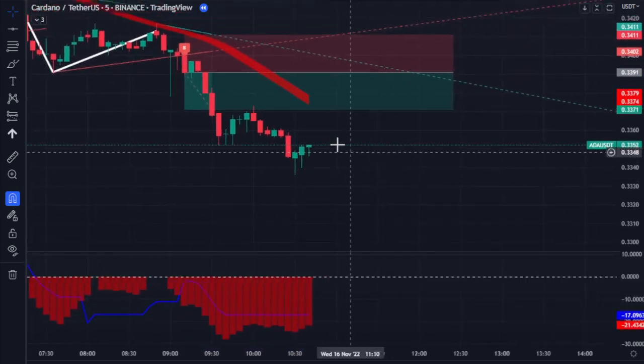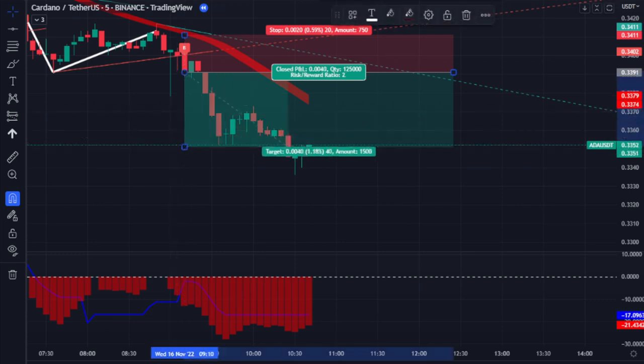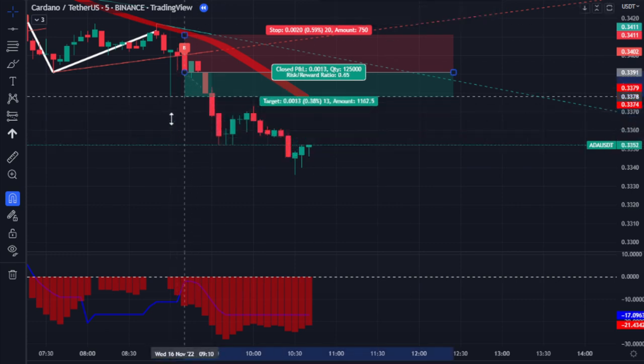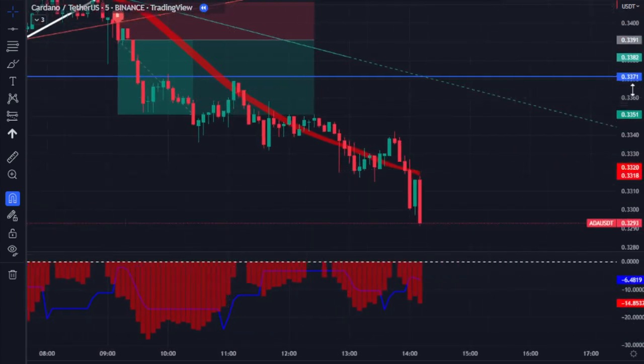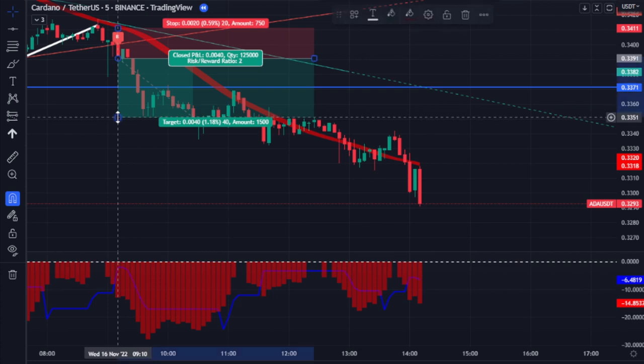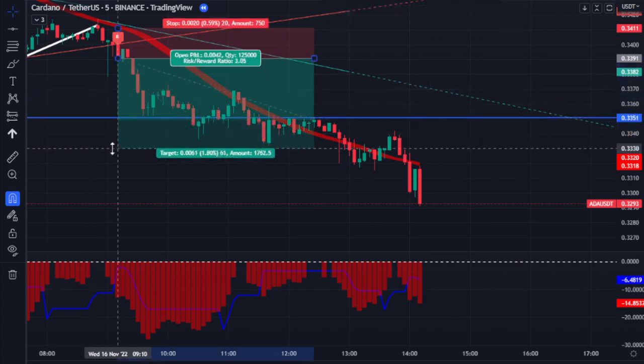When the price reaches a risk-reward ratio of 1-to-2, we move the stop loss to the 1-to-1 ratio of our take profit. And then when the price reaches the price of a 1-to-3 risk-reward ratio, we move the stop loss to the 1-to-2 ratio of our take profit.